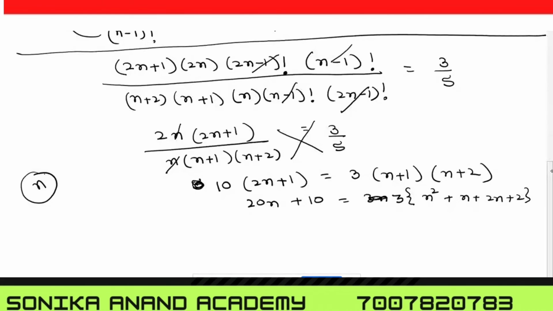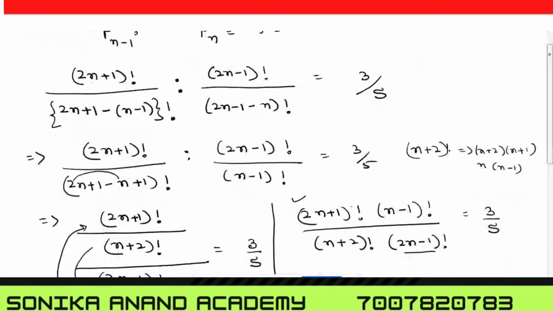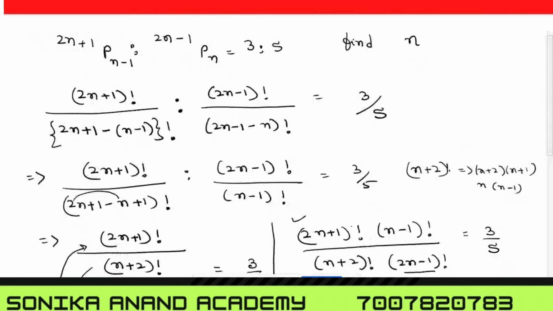Firstly, note down. Then solve and send me, even after the lecture is over, you can send me. And in the answer it is given that the value of n is 4.